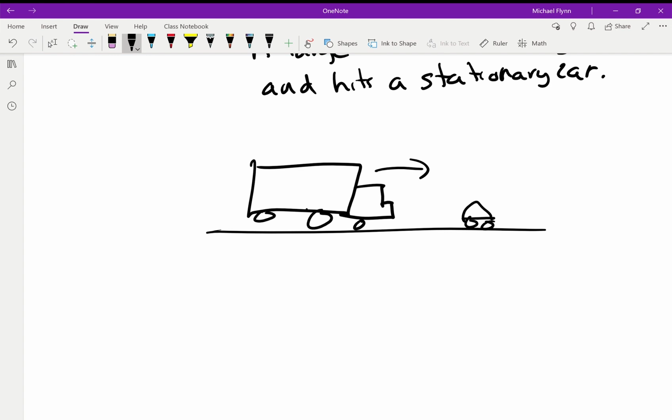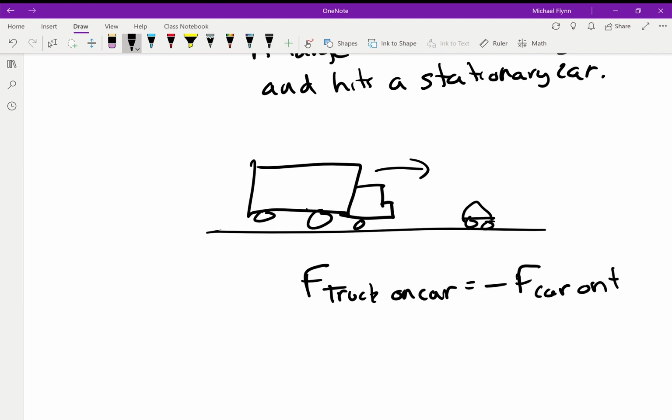Most people would think that the force of impact on the car is way higher than the car hitting the truck back. But that's not true. It's a common misconception. Here's the thing: the forces are equal. That's what Newton's third law is telling us, right? The force of the truck on the car is equal to the negative of the force of the car on the truck.